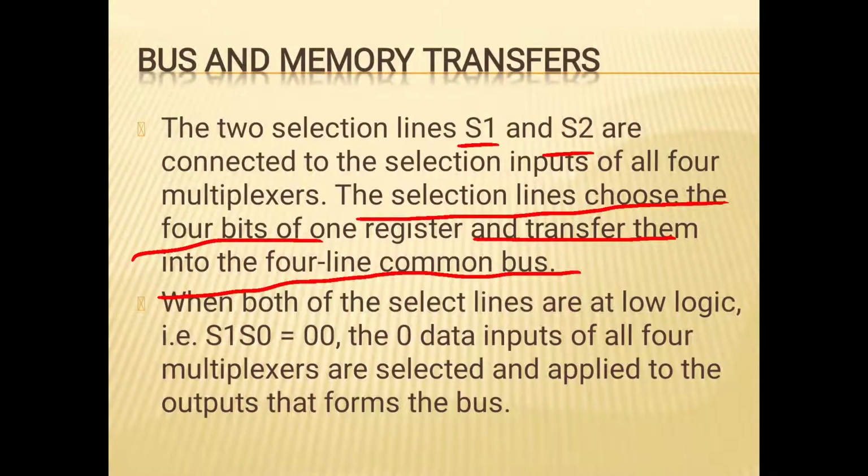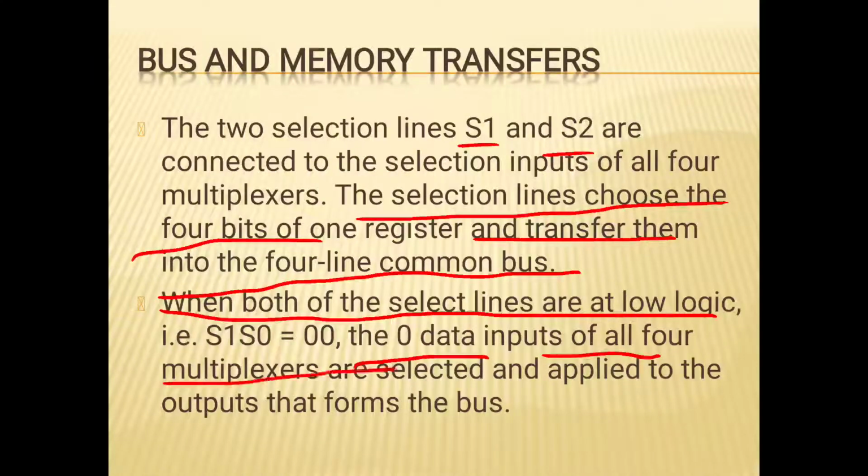We know that whenever we have two inputs, we have 4 possible states: 0 0, 0 1, 1 0 and 1 1. In this case, whenever both selection lines are at low logic, it means S1 and S0 are 0 0, then the zero data inputs of all 4 multiplexers are selected and applied to the output that forms the bus.